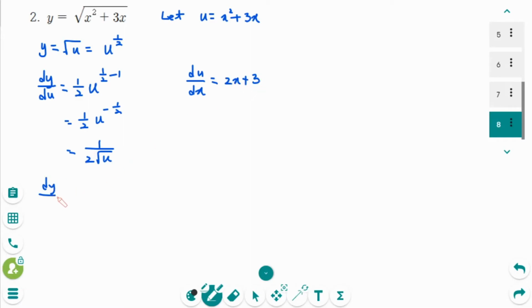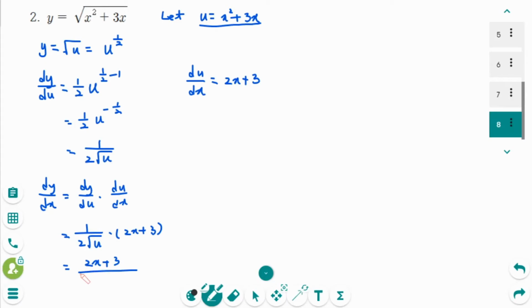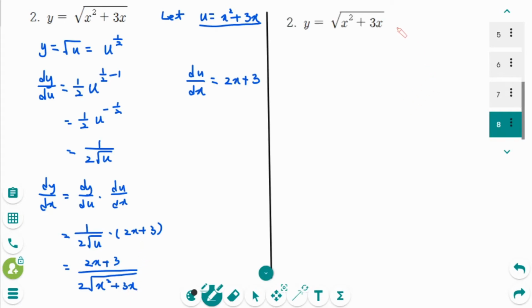Then dy/dx equals dy/du times du/dx. So 1 over 2 square root of u times (2x plus 3). u was x squared plus 3x. Then (2x plus 3) over 2 square root of (x squared plus 3x). Or we can rewrite it as (x squared plus 3x) to the power of 1/2.